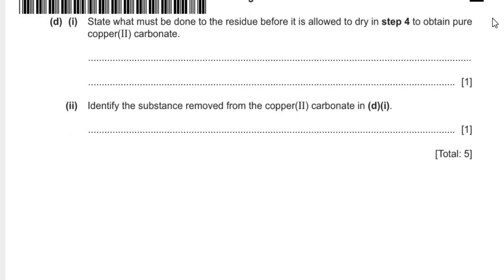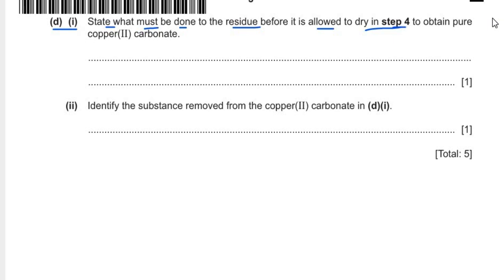The next part is D1, state what must be done to the residue before it is allowed to dry in step 4. Now in step 4 we had just left the filter paper to dry to get the residue, that is the copper carbonate, which is insoluble.